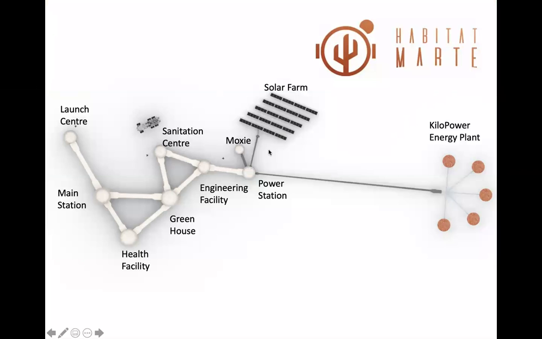And here we have the map of the location of each infrastructure in the proposed Mars habitat in future operation. We have the launch center, the main station, the health facility, the greenhouse, the sanitation center, the engineering center. And then you can see the power station connected with MOXIE. It's a technology that will be transported to Mars in the Perseverance rover. Also, we have the solar farm, and the Kilopower energy plant connected to the power station.